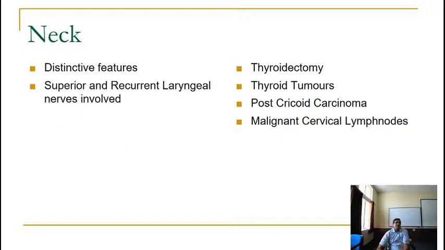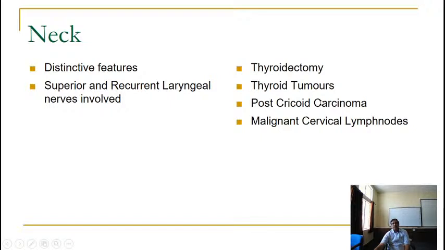Then once you come into the neck, you have various kinds of surgical procedures. Most commonly is the thyroidectomy, and the thyroid tumors as such, when they grow, when they are malignant, they compress on the recurrent laryngeal nerve and cause the vocal cord palsy.